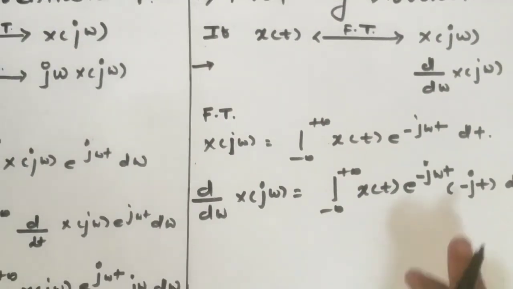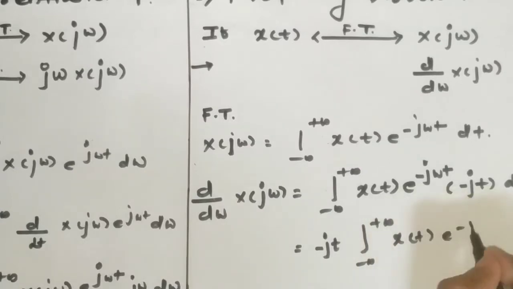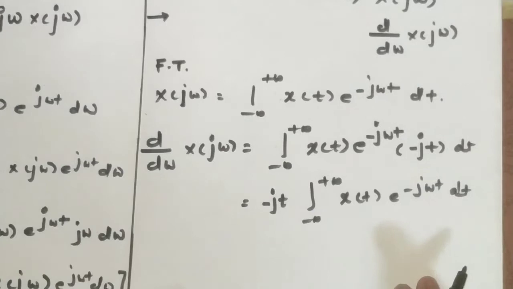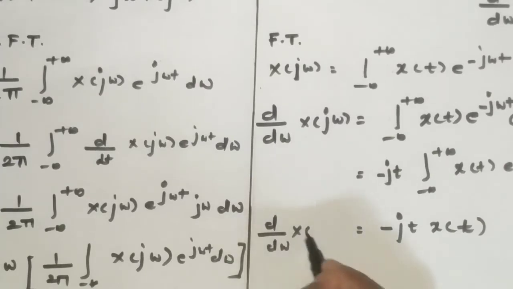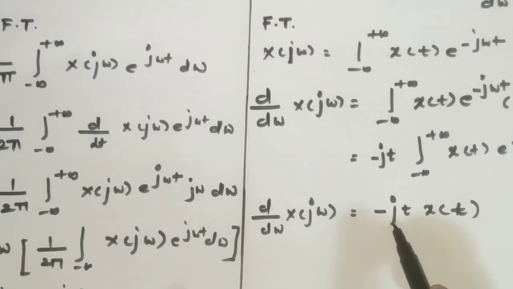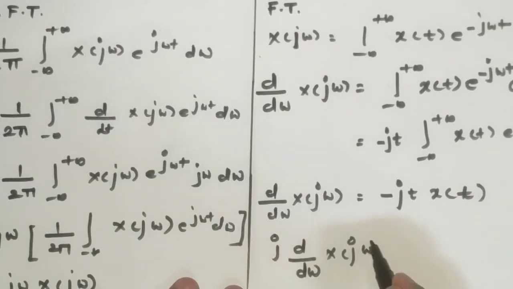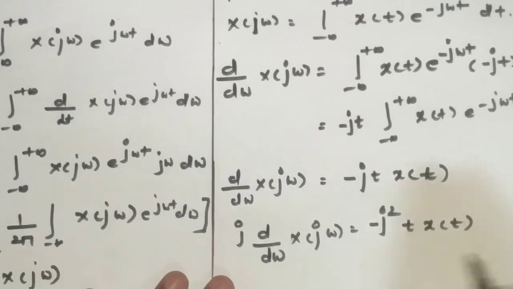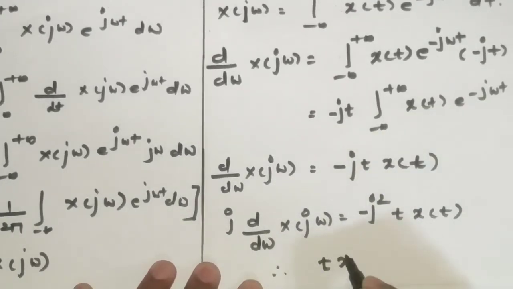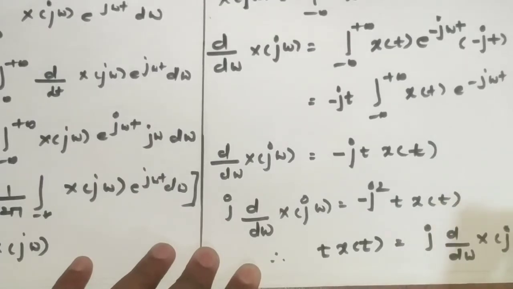Now we'll take j t outside. This is minus j t, and this is our integration x of t e raised to minus j omega t into dt. Now this entire term again converges to a single term, that is x of t. This I can write as minus j t into x of t, and this side is d by d omega x of j omega. Now here we have minus j, so if I multiply both sides by j, we'll get j into d by d omega x of j omega equal to minus j square t into x of t. Now minus j square, that is minus i square, will be plus 1. Therefore this equation becomes t into x of t is equal to j into d by d omega of x of j omega.